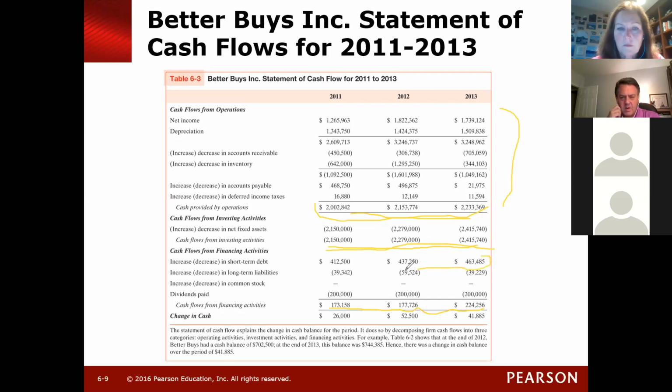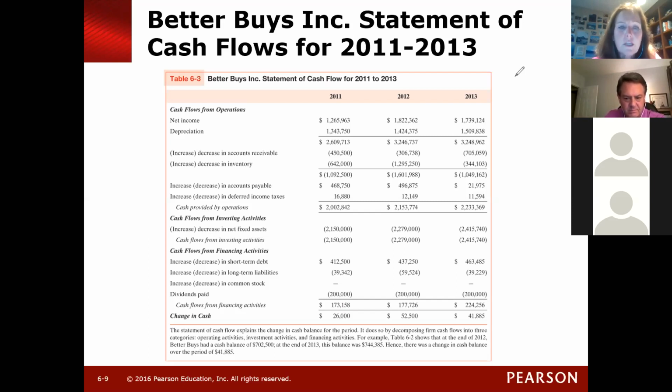Short-term debt, long-term liabilities. All right, Christine, what are you seeing with short-term debt? What are they doing? Source or use of short-term debt? It's an increase in short-term debt. Is that a source or a use, Christine? Source, increasing in liabilities. That will be source. Yes. So you're borrowing more money on a short-term basis, and so that's one of the sources of cash for them from financing activities.